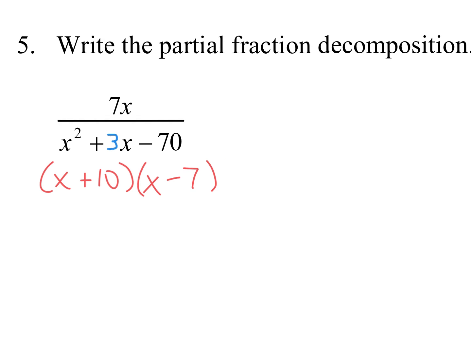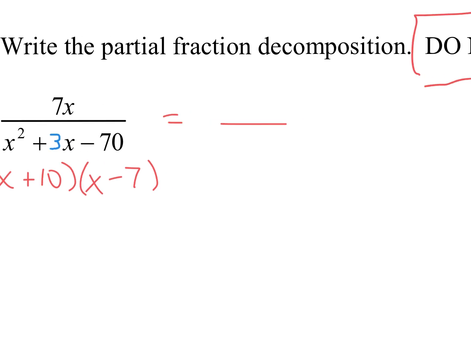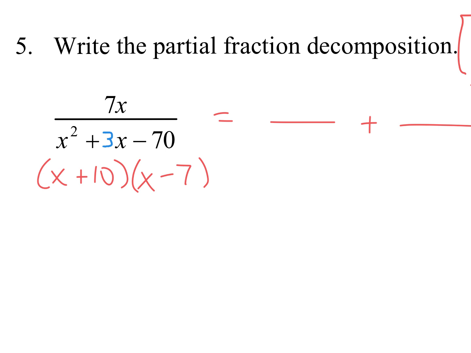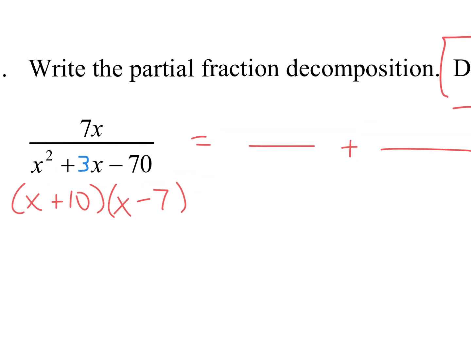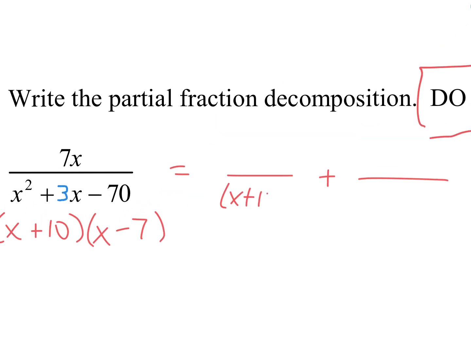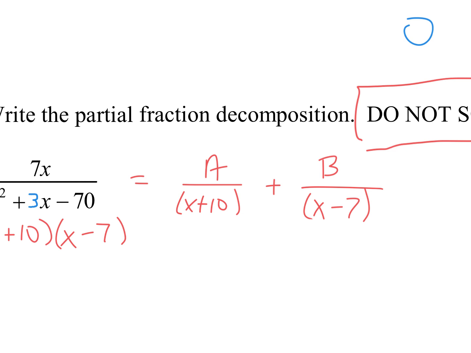All I have to do is set this up. So I'm going to put an equal sign. How many different fractions do I have? 2, because I have 2 different binomials in my denominator. Does it matter where I put the x plus 10 and where I put the x minus 7? No. So I'm just going to write here x plus 10, and over here x minus 7. What goes in my numerators? A and B. That's all you have to do when it says do not solve.